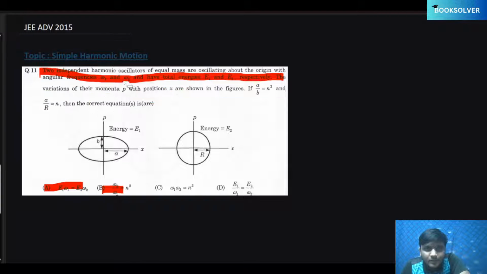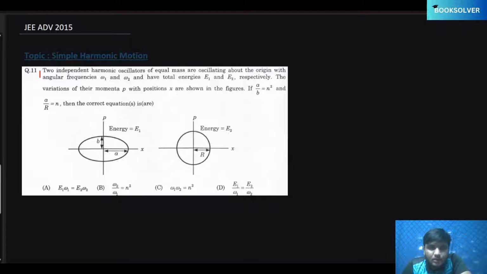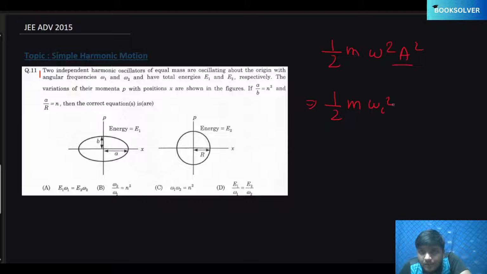So let me erase all this, and let's write some formulas. We know that for an oscillator, the total energy is nothing but half m omega square a square, where a is the amplitude here. We can see the maximum displacement for our oscillator which has frequency omega 1 is equal to a here. So we write half m omega 1 square times a square.